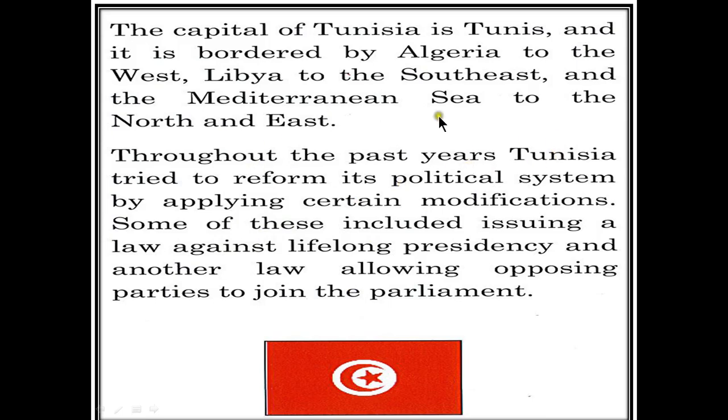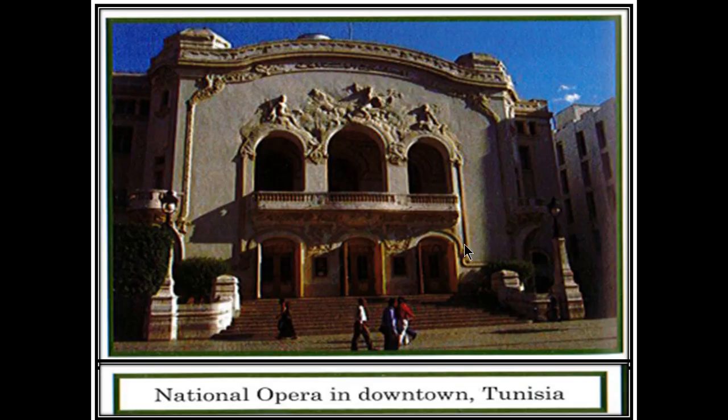With this we are going to conclude this lesson, and we end the lesson from the African continent. In this we studied the fourth lesson, Algeria and Tunisia. This is the important thing which I wanted to tell you about the National Opera in the downtown of Tunisia, and with this we are ending the lesson.